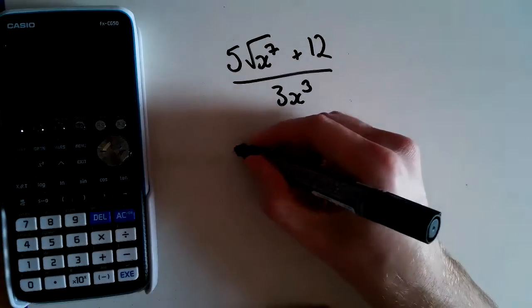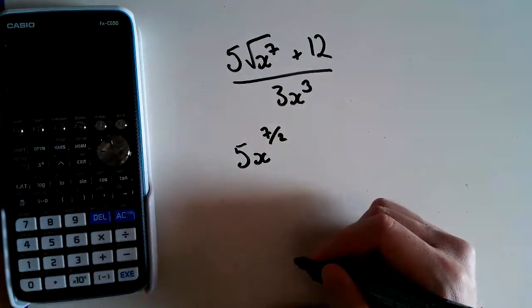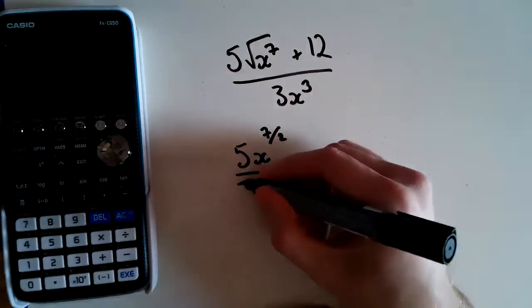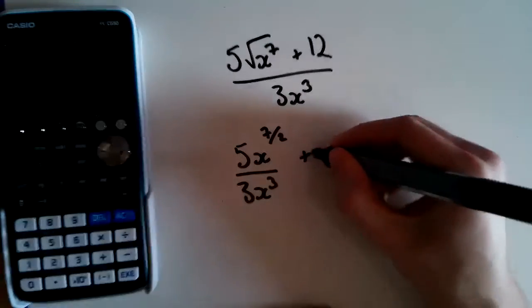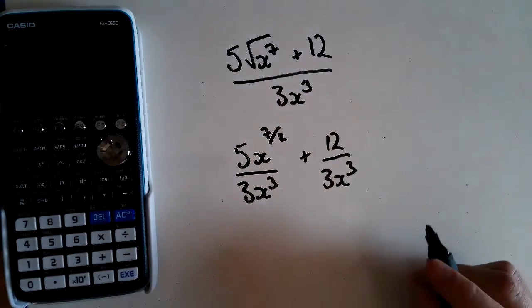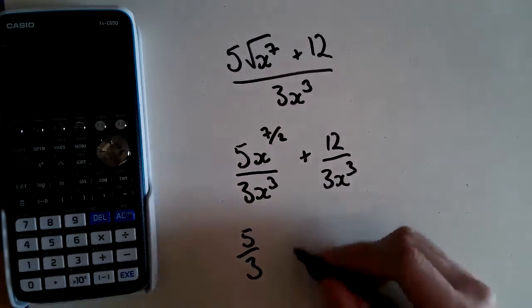Now, the way I prefer doing it is I prefer writing that in the form 5x to the 7 over 2, remember, for our powers and roots, divided by 3x cubed, plus 12 over 3x cubed. Then simplify each bit separately. So 5 over 3 can't be simplified.